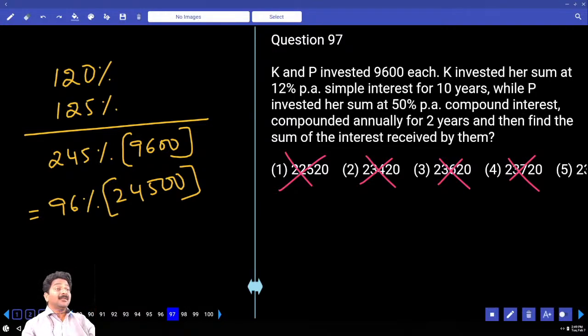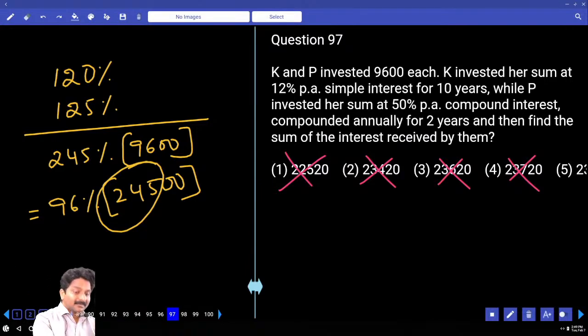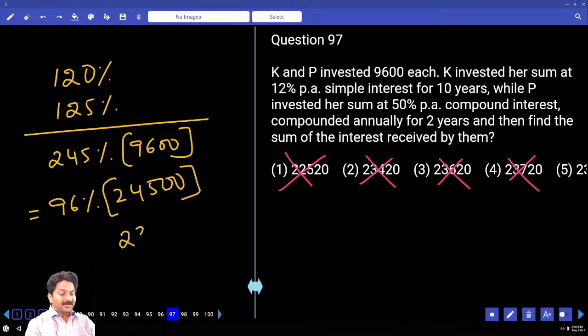Double? 490. Double? 980. Otherwise, consider 245 as 5 less than 250. 5 less than 250, 4 times, is 20 less than 1000. Instead of subtracting 980, I will subtract 1000, then add 20. Subtract 1000, 23,000. Add 20, 23,520.